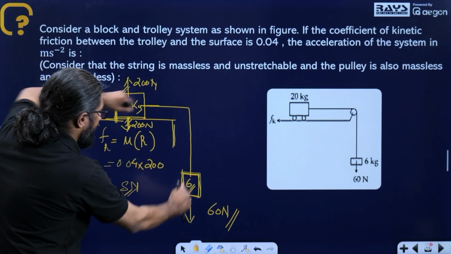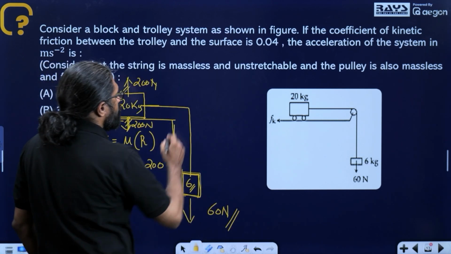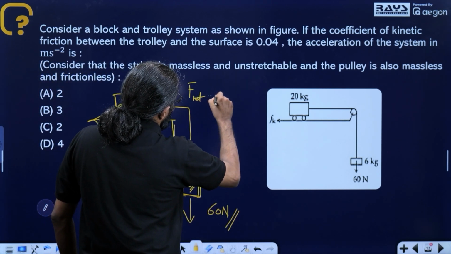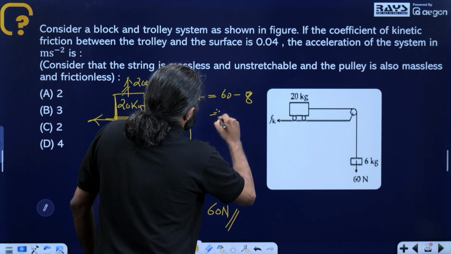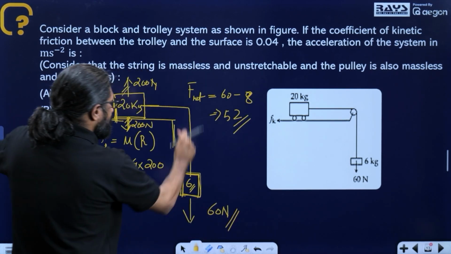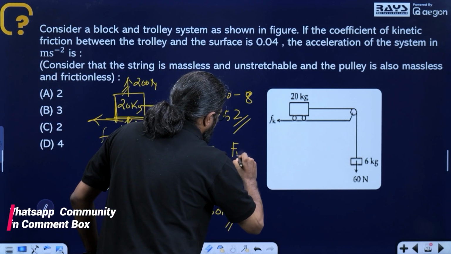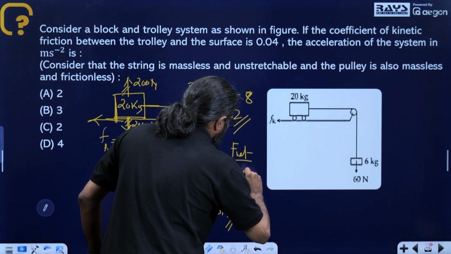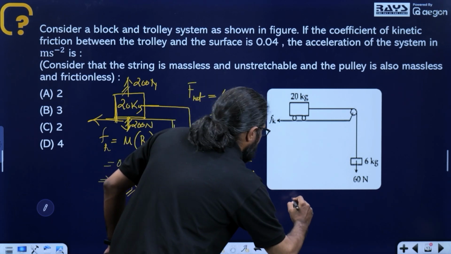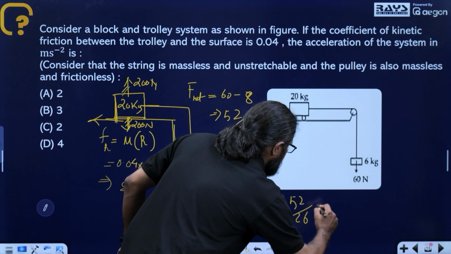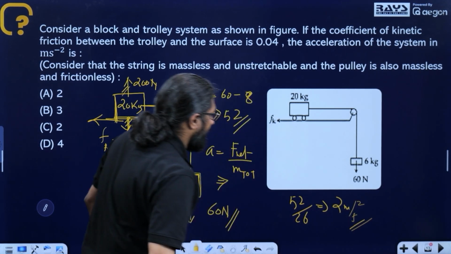Look, now on this track, on one side 60 Newton, and on the other side 8 Newton. So net force F net is equal to 60 minus 8, that is 52. The net mass of the system is 26. So acceleration A is F net divided by M total, that is 52 divided by 26, that is 2 meter per second square, because everything else is taken in SI units.